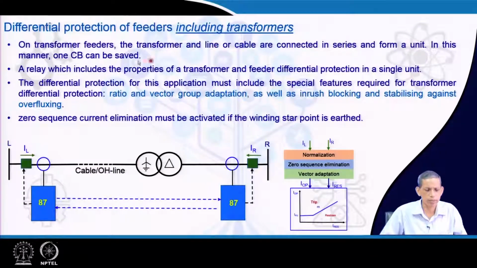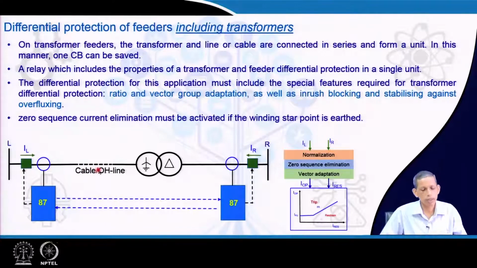Now, I will go to the second example on line differential protection that includes transformers. What we would like to say here is that we have a transformer connected by a feeder or cable, of small line length, and then we have a bus here and a bus here. Like in the general transformer case, earlier we were considering only the transformer. Now, here a transformer is connected to an overhead line or cable, maybe of small length.